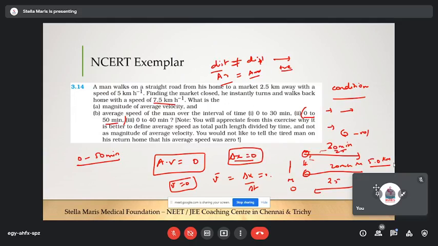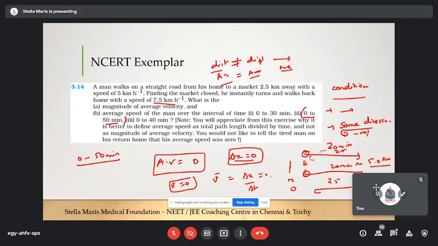Okay, so distance is not equal to displacement. So average speed will not be equal to average velocity. You get my point? So when can we say that average speed is the magnitude of average velocity? Please remember, it should be on a straight line and in the same direction. Whether negative or positive, it doesn't matter. It should be in the same direction.